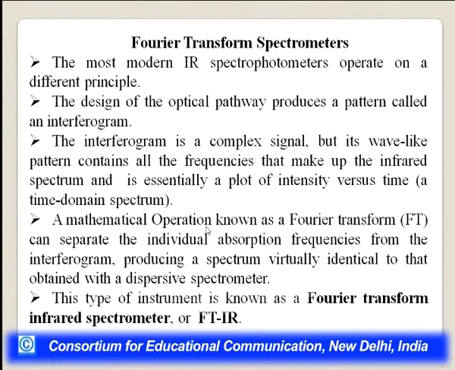A mathematical operation known as Fourier Transform can separate the individual absorption frequencies from the interferogram, producing a spectrum virtually identical to that obtained with the dispersive spectrophotometer. This type of instrument is known as a Fourier Transform Infrared Spectrometer, or we can say FTIR.